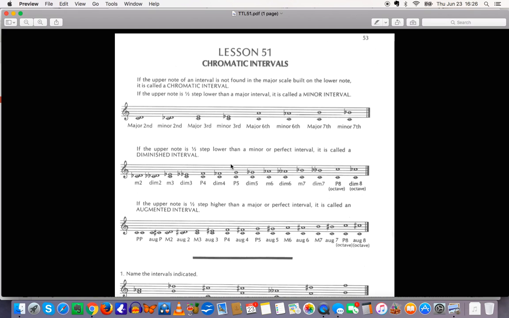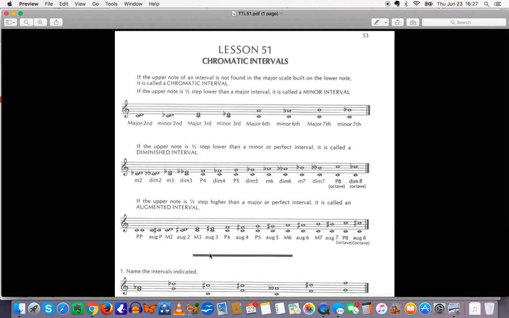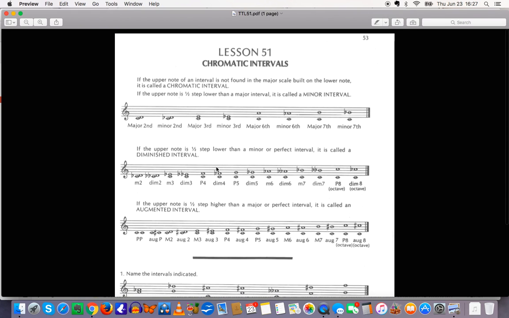Now I talked about major intervals and perfect intervals so far. Basically, anything else is going to be a chromatic interval, okay? And there are a couple types of chromatic intervals. Basically, if you change any of the major or the perfect intervals, you're going to have a chromatic interval, and it will either be a minor interval, a diminished interval, or an augmented interval, okay? So we'll talk about those right here.